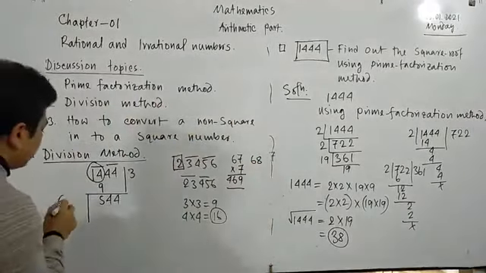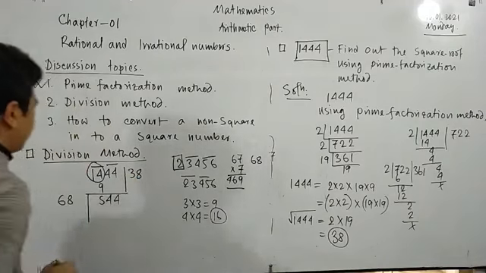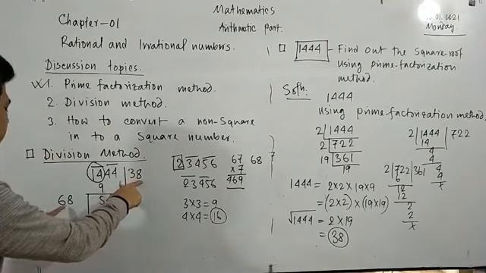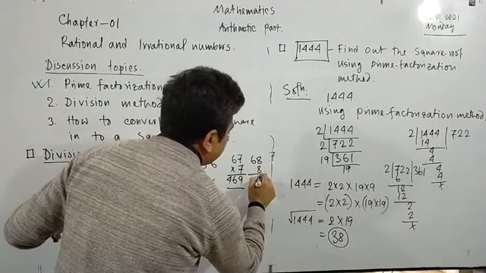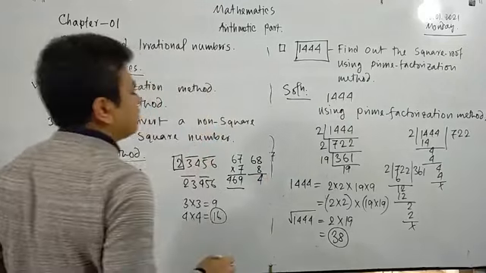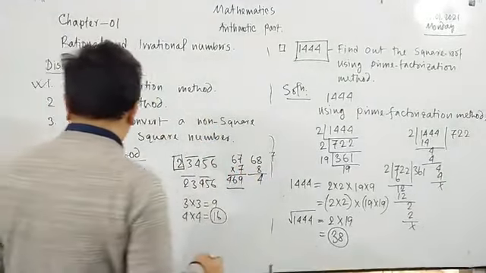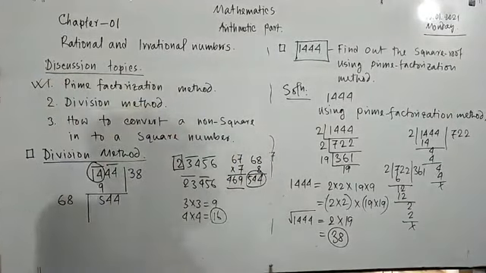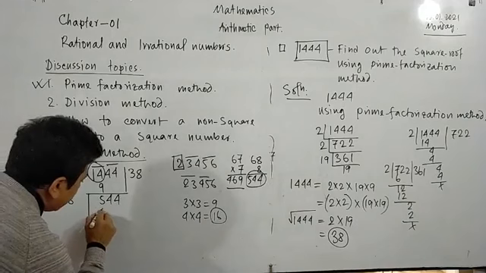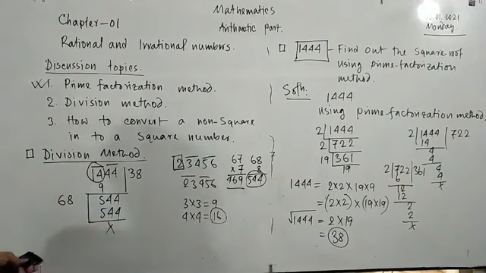When we take 68 here, we have to put the same number here, and we have to multiply 8 into 68. Look at that: 8 into 8 is 64. We have 6. 6 into 8 is 48, and 6 is 54. So we got our required number, 444. So it is done. I hope all of you understood.